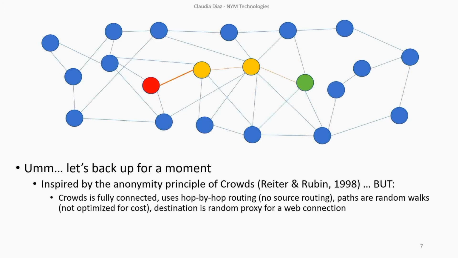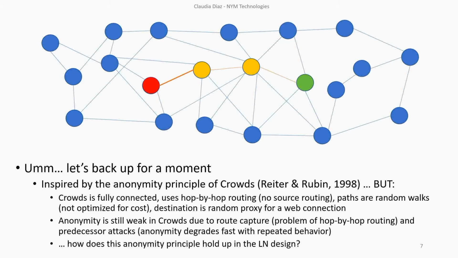Now, Crowds has a very different design from Lightning Network. It's not source routed, it's actually hop-by-hop routing. It's fully connected, not a graph that lacks full connections. And the paths are random walks that don't have a specific destination, because you just end up in some random destination that you will use as a proxy to access the web. So it's quite a different system, actually, and even though Crowds does provide some anonymity, it's kind of weak anonymity because it is subject to certain attacks, like route capture, predecessor attacks, and so on. So it does provide something, but it's a little bit weak.